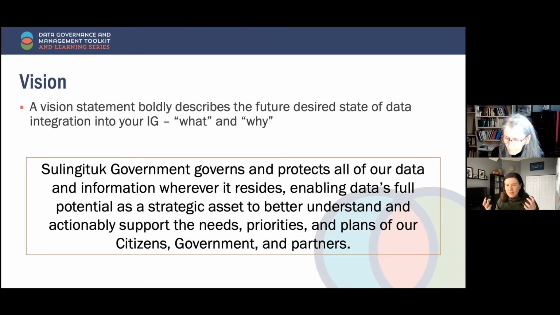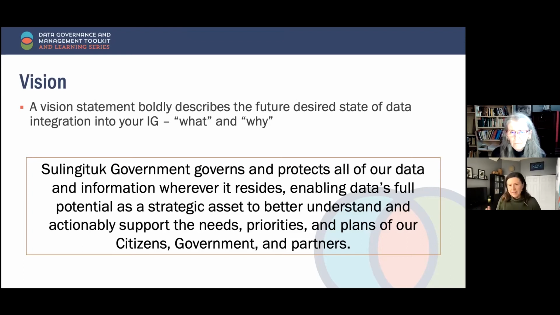So what does that vision statement tell us? It talks about governing, so the sovereignty. It talks about protection, so it signals that we are going to take care and protect all of our data and information. It says wherever it resides, meaning our data governance doesn't just apply to what we hold, the papers we're collecting, our forms, whatever surveys we might run, but also applies to the information about our citizens that is held externally, like we talked about in the first part of this webinar.